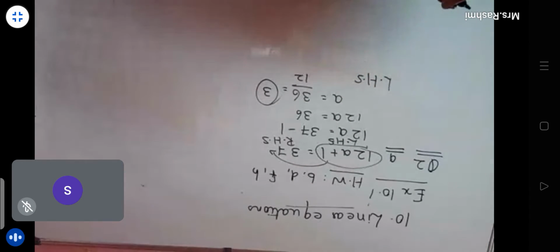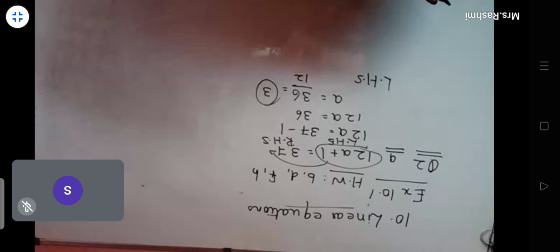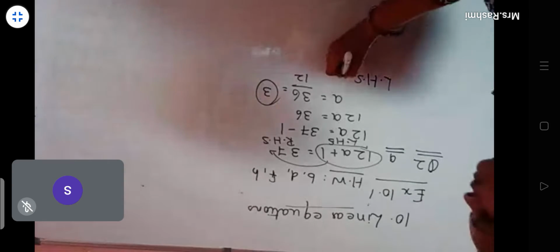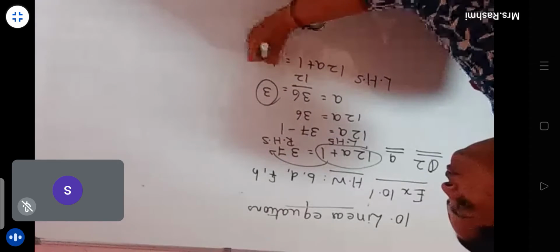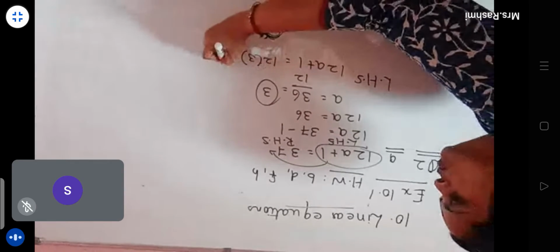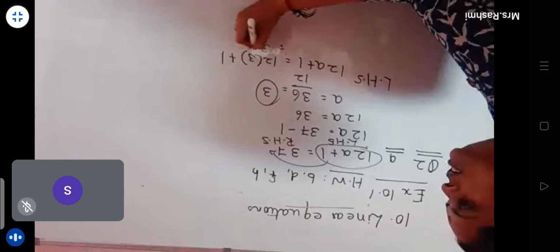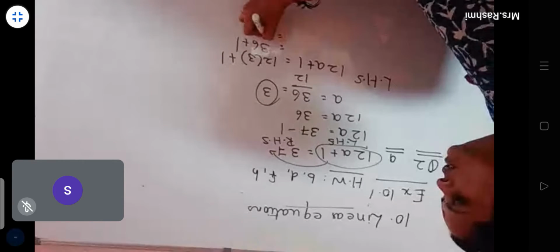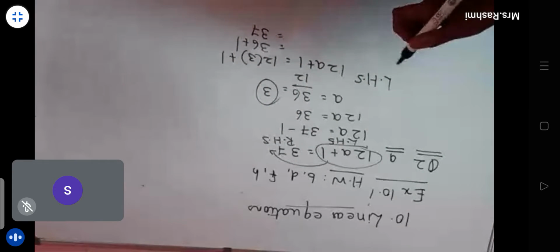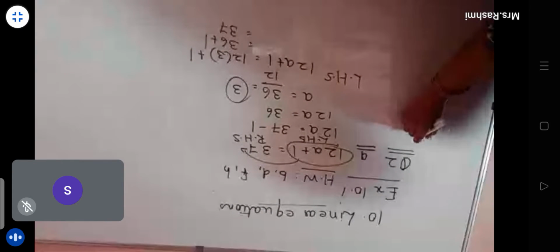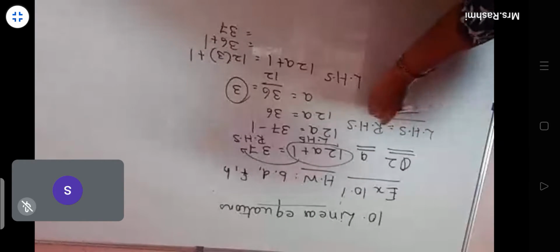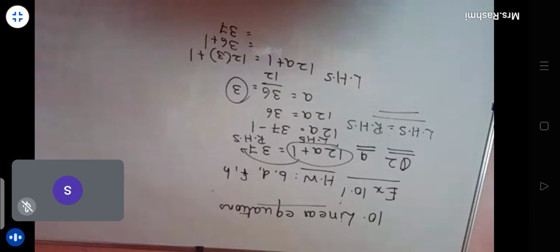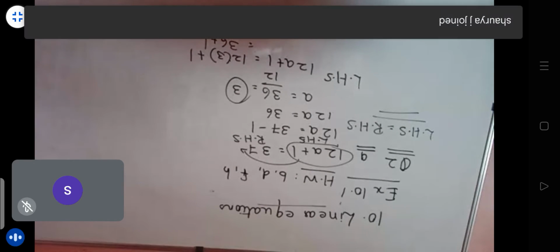So LHS, left hand side. LHS is what? 12A plus 1. That will be equal to 12 into 3 plus 1. So 36 plus 1, which is 37. Yes. So we can say LHS is equal to RHS. That means our answer is correct. Clear?